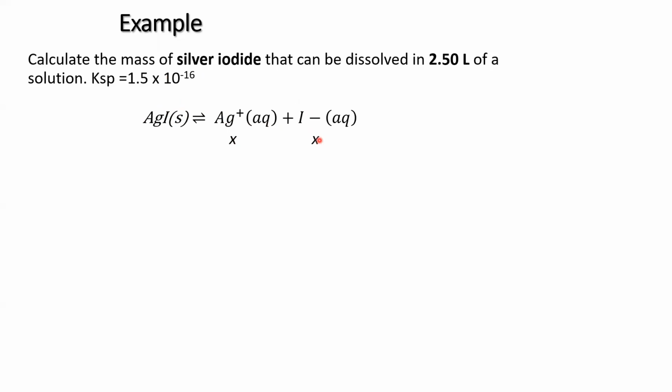All right. So now write your KSP expression. Plug in x for silver ion and x for iodide ion, and 1.5 times 10 to the -16 for KSP. And calculate the molar solubility. Don't go any further than that yet. Just do the molar solubility like we did on the previous slides. Write your KSP expression, plug in x for silver ion and iodide ion, solve for x.